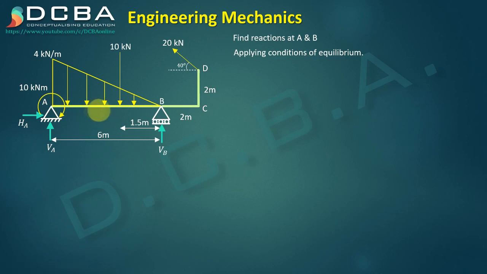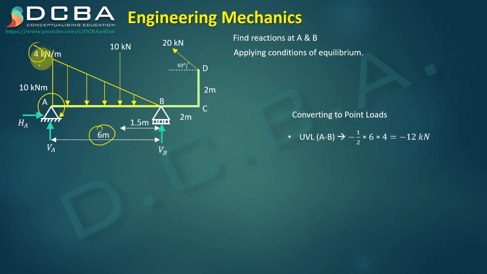But before applying them, let us convert this UVL into its point load as we have done in the previous numerical as well. So converting to point loads, the UVL, as we know, when we convert it into point load, the area of this UVL has to be taken into consideration. Secondly it's downward, so it would be negative, therefore it's minus half into base into its height, which is 4 kilonewton per meter, which comes out to be minus 12 kilonewton. That is the only loading which we need to convert to point load.